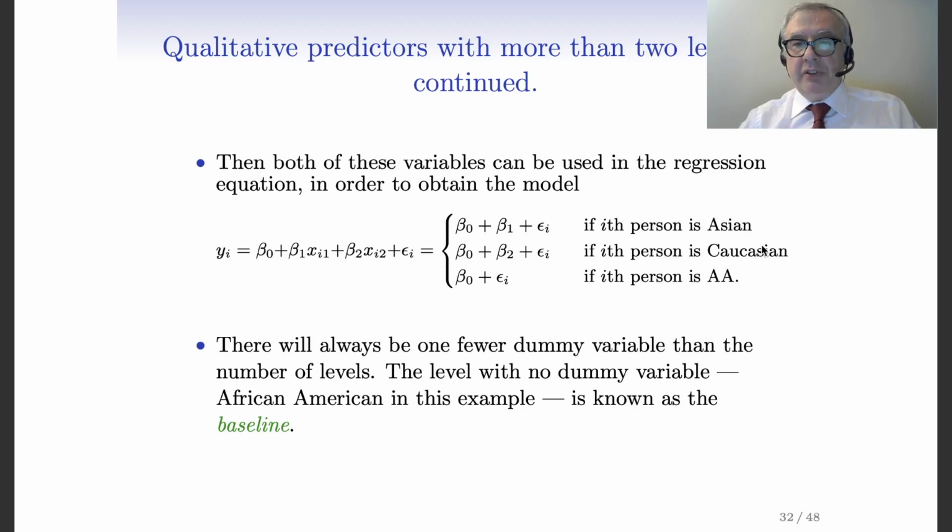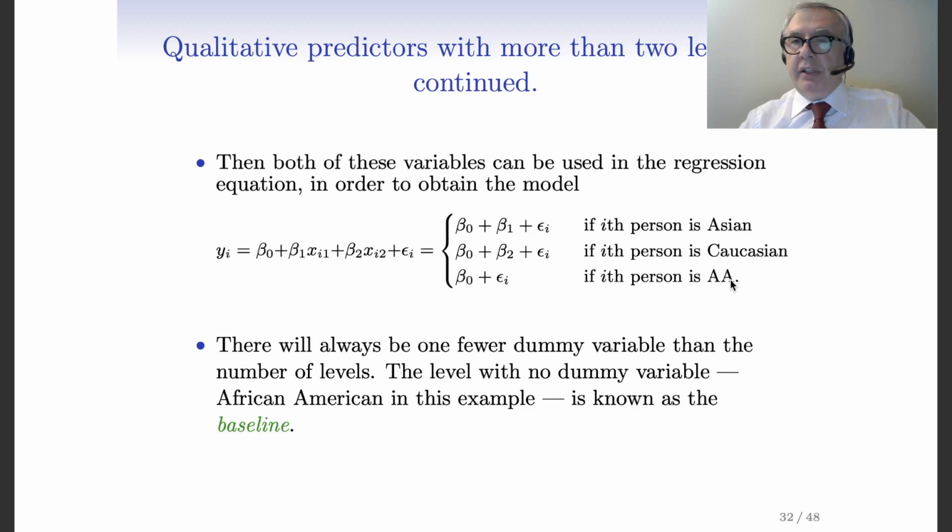If the ith person is Caucasian, we have beta 1 equal to 0, and so we have beta 0 plus beta 2 plus epsilon, and this is the intercept for the Caucasian persons. And finally, if the person is neither Asian nor Caucasian, that is African American, in that case both the dummy variables are 0, so you are left with beta 0, and so this is the third model, and as you can see, in this case, the baseline is associated with African American.